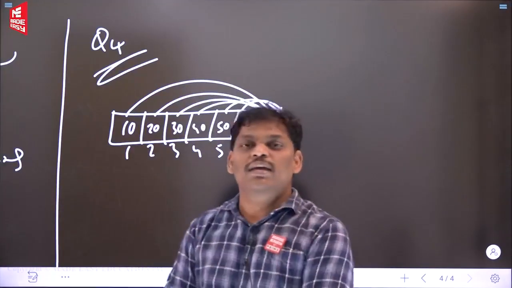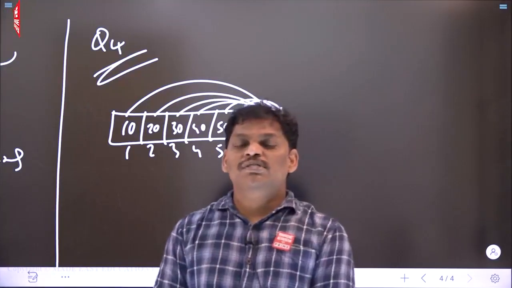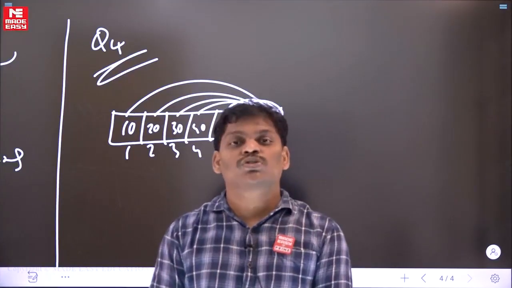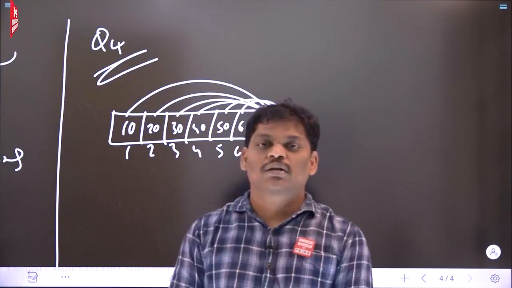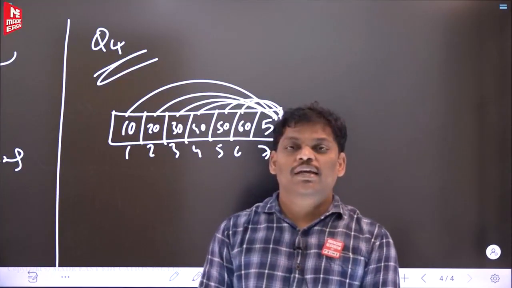Try to remember, in any array where n elements are there, if the number of inversions is at most n, it is an indication that the array is almost sorted, except for 1 or 2 elements. The array is almost sorted.